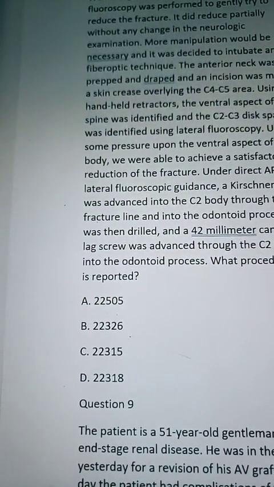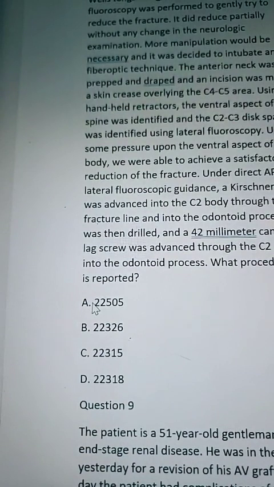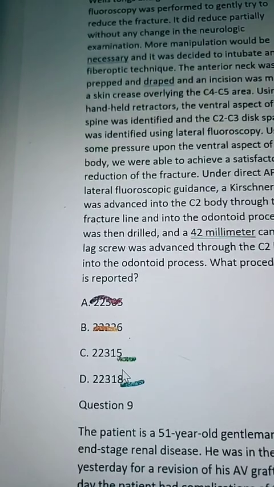For process of elimination on the next one, I'd get rid of 05. It's way on up there. 26 maybe too, right? I like 15 and 18. 22315.